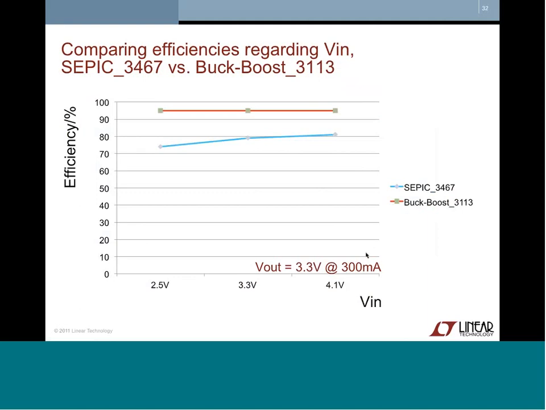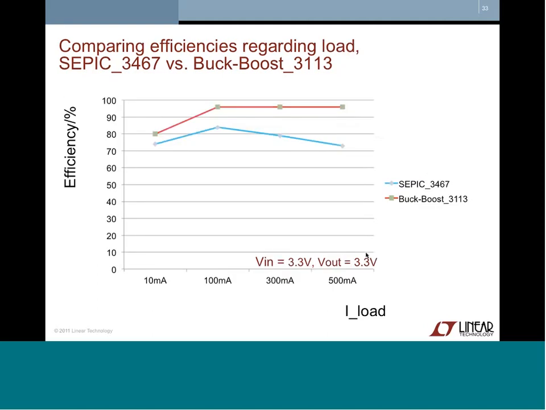Let's consider right now the efficiency. The red one is the buck boost configuration, the blue one is the SEPIC configuration. You can see the difference between 15% and 20% in efficiency in this case. If we consider the same graph but in the loads dimension, the lower the load, the closer the efficiencies between SEPIC and buck boost. This means that this efficiency goes down.